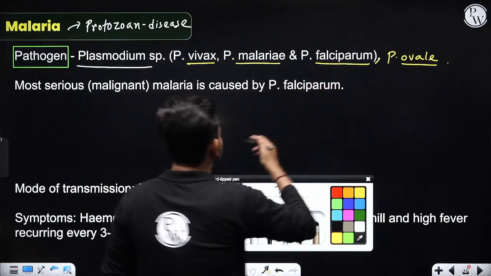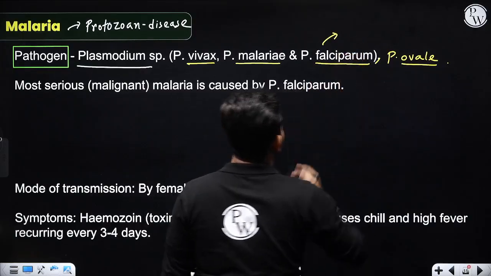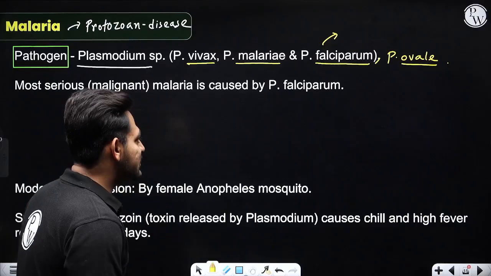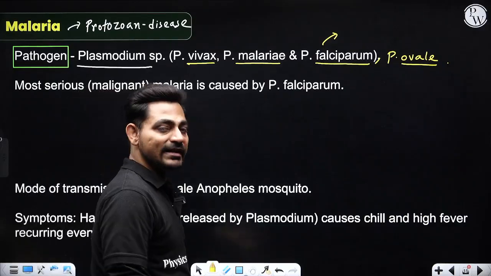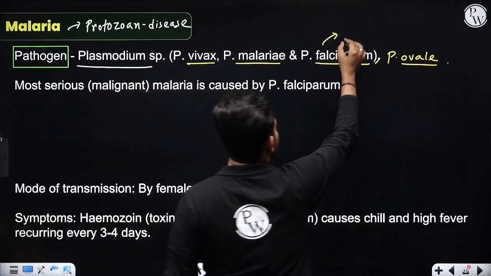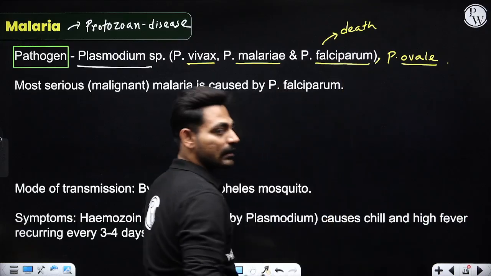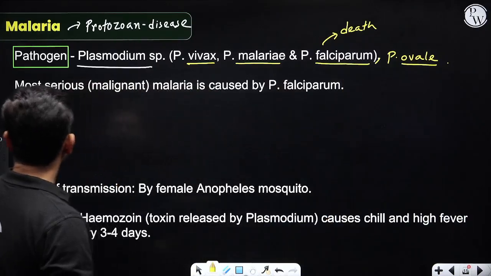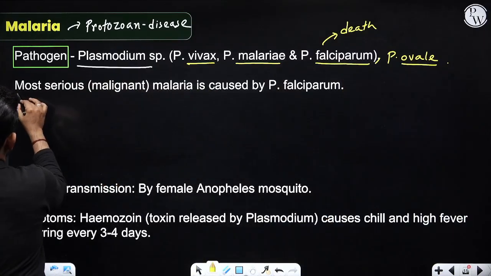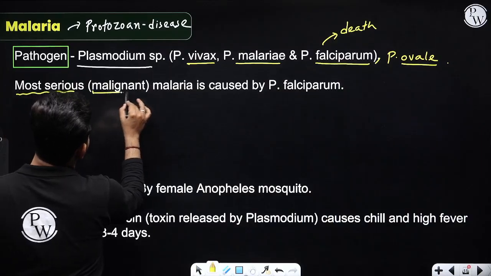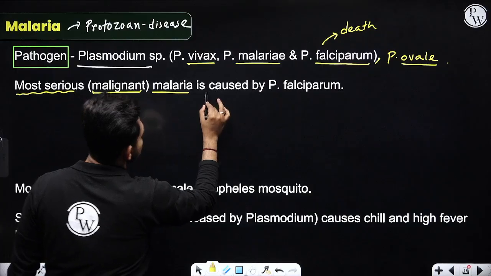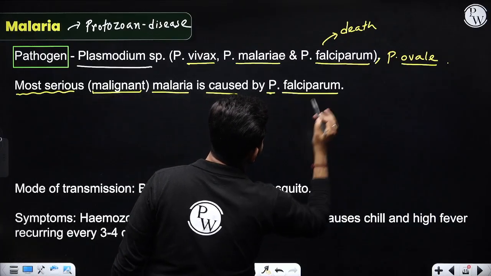If you are attacked by Plasmodium falciparum, it will cause malignant malaria. Even that can cause death. That can be fatal, right? That's why it's written there. Most serious or malignant malaria is caused by Plasmodium falciparum.